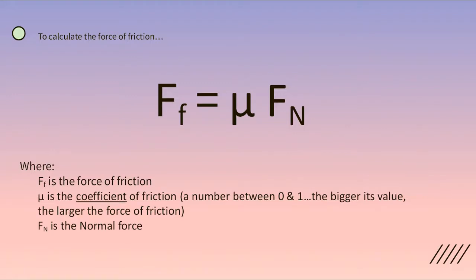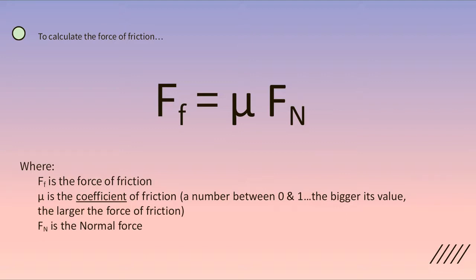So to calculate the force of friction, this is just one equation. Remember, you can also calculate force of friction through net force equations, but we have just now added this equation, which is equation number 8 in our formula sheet, and that is the force of friction is equal to the coefficient of friction times F normal, or normal force. So F_f is the force of friction. The little μ, the Greek letter mu, is the coefficient of friction. And remember that that is a number between 0 and 1. The bigger its value, the larger the force of friction.